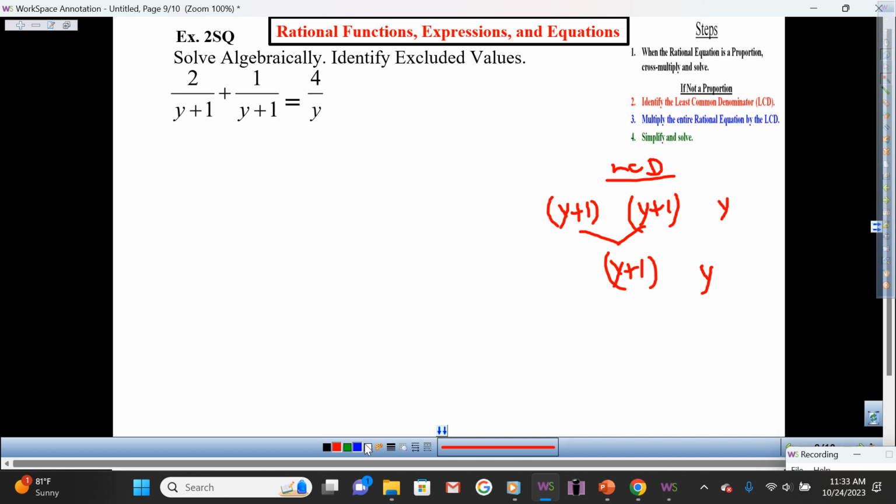Therefore, let me go the opposite way. What does this one have that this one needs? Well, it needs a y. Therefore, what does this one have now that this one needs? y plus 1. So my common denominator now for all of it, y plus 1.